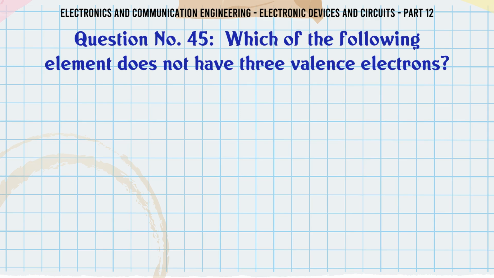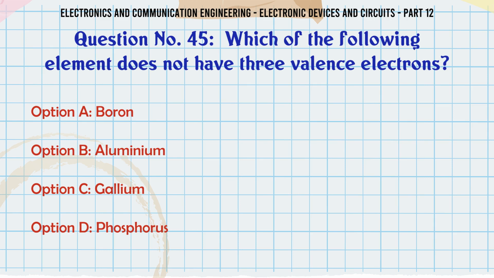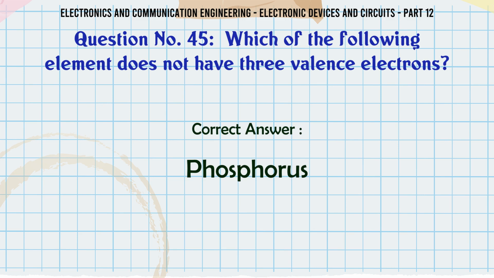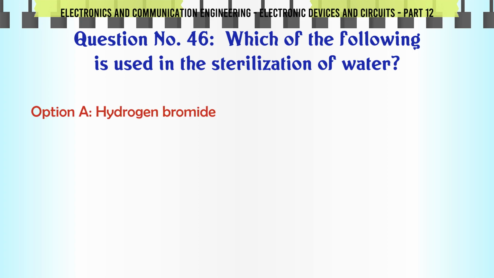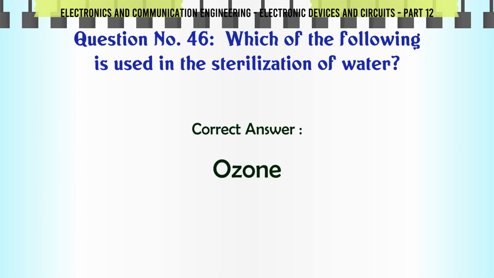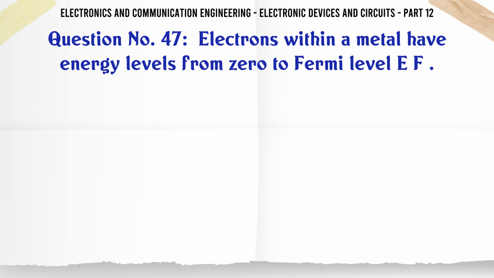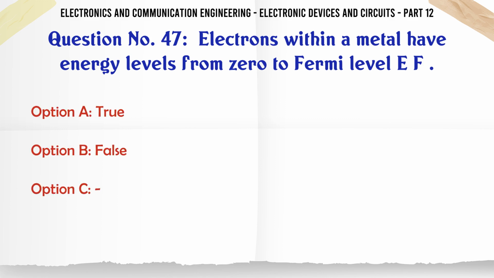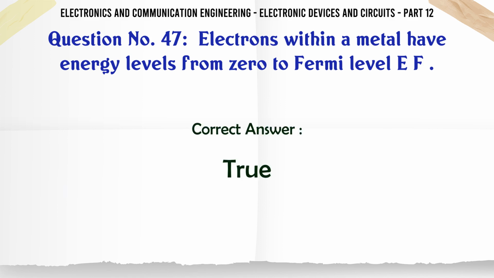Which of the following elements does not have 3 valence electrons? A) boron, B) aluminium, C) gallium, D) phosphorus. The correct answer is phosphorus. Which of the following is used in the sterilization of water? A) hydrogen bromide, B) oxygen, C) ozone, D) caustic potash. The correct answer is ozone. Electrons within a metal have energy levels from 0 to Fermi level EF. A) true, B) false. The correct answer is true.